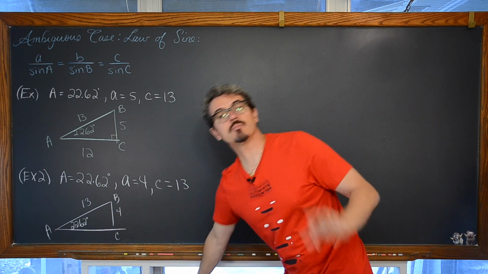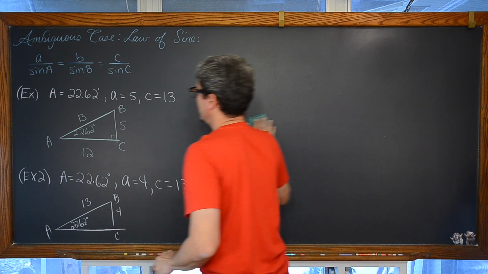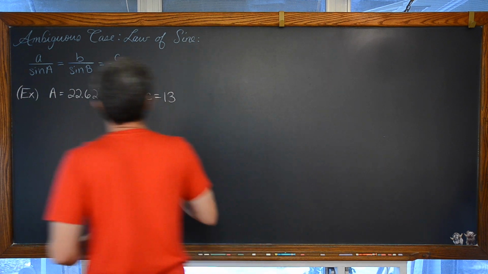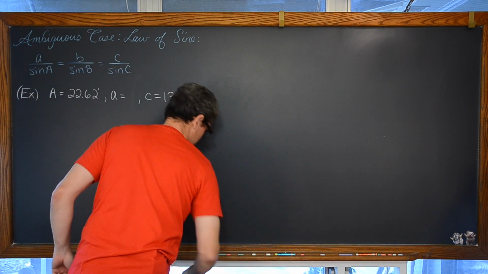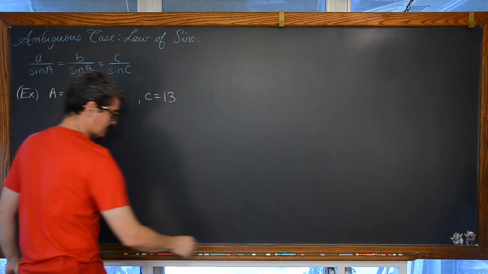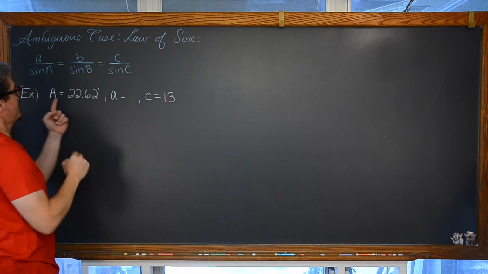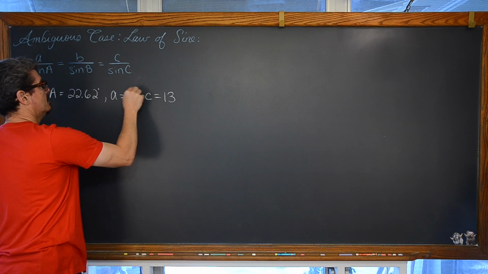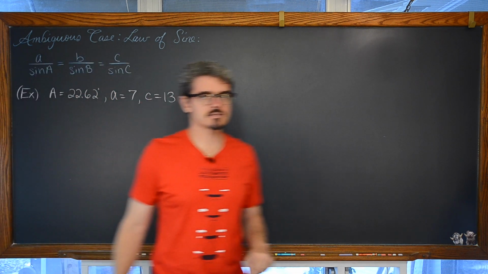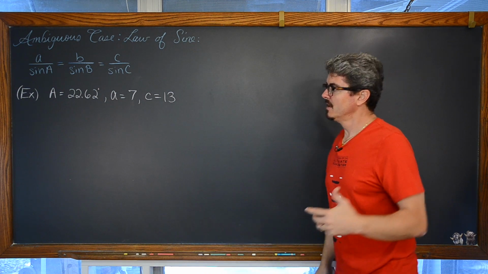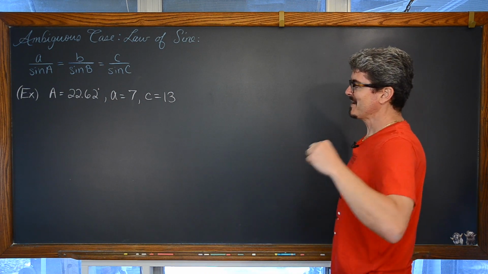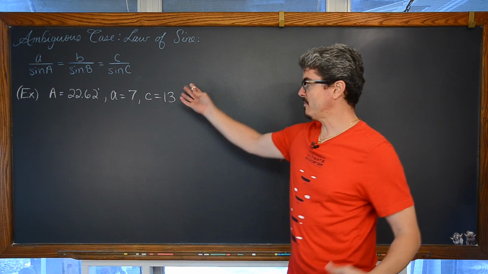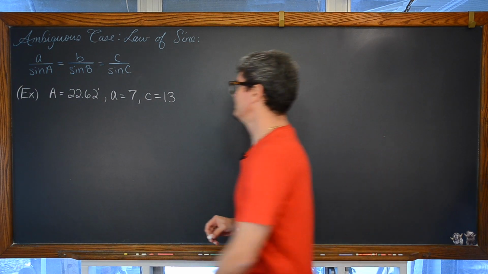Okay, so for example number 3, we're going to come in. We have that inside information that the height of this triangle is 5. We're going to make our third example have an angle A value of 22.62 degrees, and now side A is equal to 7 and side C is 13. Remember, we're looking at this as if we don't know this inside information. We're just given some information. Let's solve it. Solve all the parts of this ambiguous triangle.